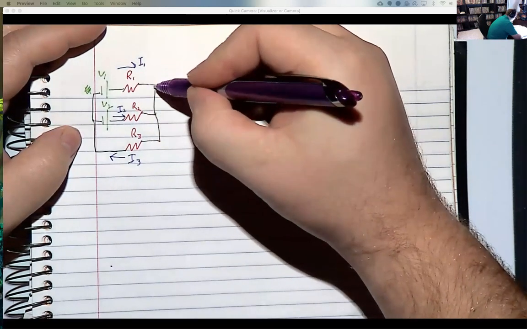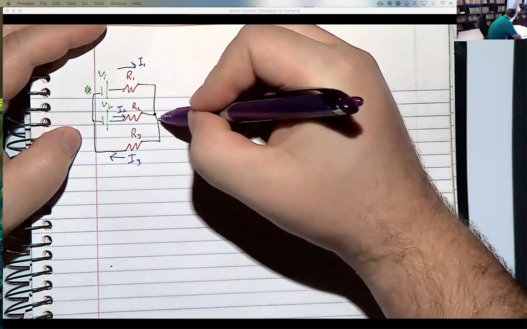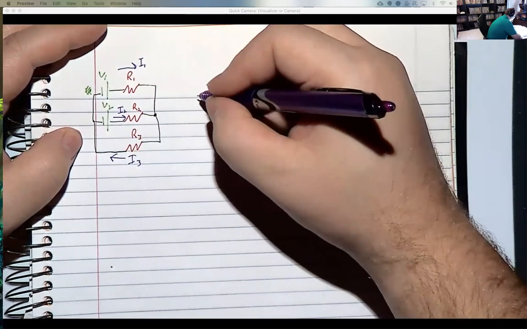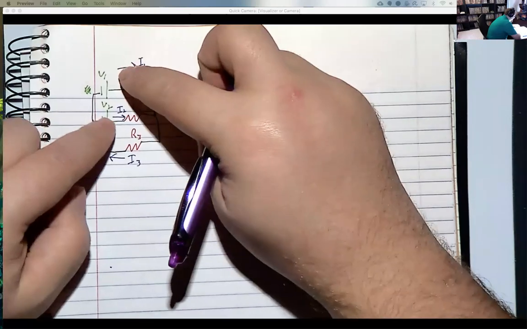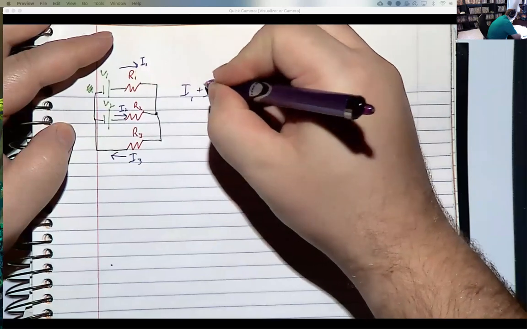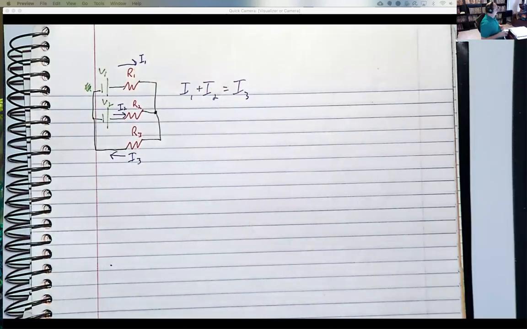If I continue my arrows, I1 comes down into this junction, I2 comes into this junction, but I3 leaves that junction. And that'll be my junction rule. The junction rule states the current in equals the current out. Since I1 and I2 go into that, and I3 leaves it, that means I1 + I2 = I3.